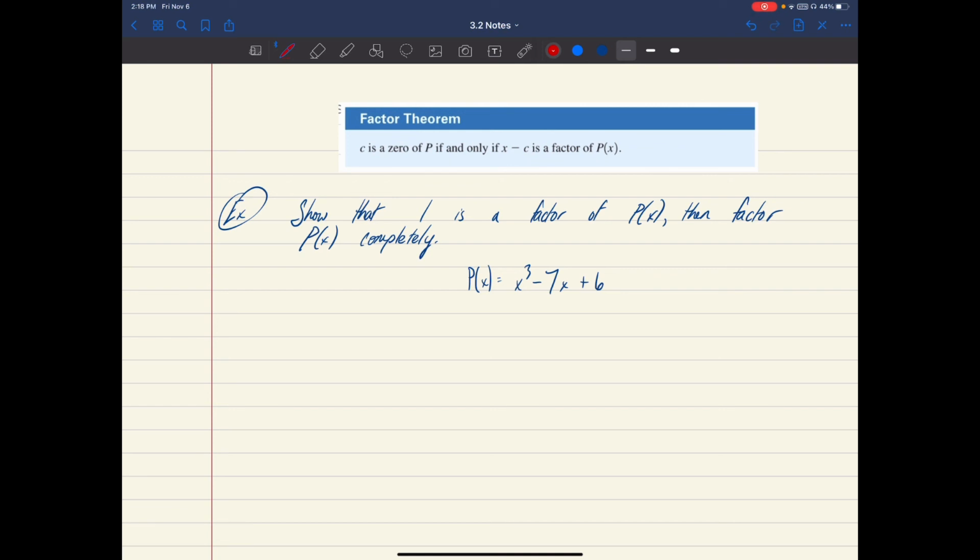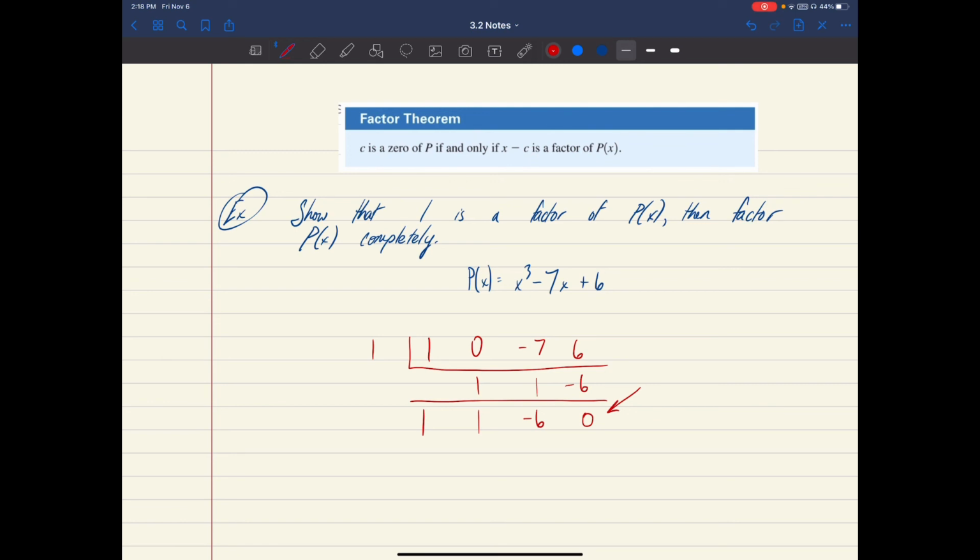So let's just go ahead and do this one. So take off your coefficients. So 1, no x squareds, -7, and 6. And we're showing that 1 is a factor. Okay, so we drop the 1 down, multiply 1 times 1, combine, multiply 1 times 1, combine, multiply 1 times -6, and combine. So this entry of 0 means that we divided it and it was evenly divided.